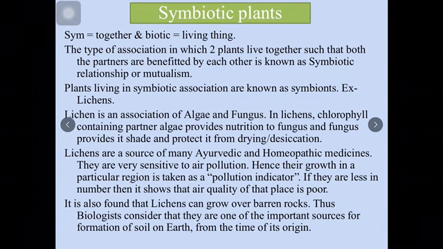So you may get the question: what are lichens? What is their importance? Lichens are a source of many Ayurvedic and homeopathic medicines. They are very sensitive to air pollution. Hence their growth in a particular region is taken as a pollution indicator. If they are less in number, then it shows that the air quality of that place is poor. It is also found that lichens can grow over barren rocks. Thus, biologists consider that they are one of the important sources for formation of soil on Earth from the time of its origin.